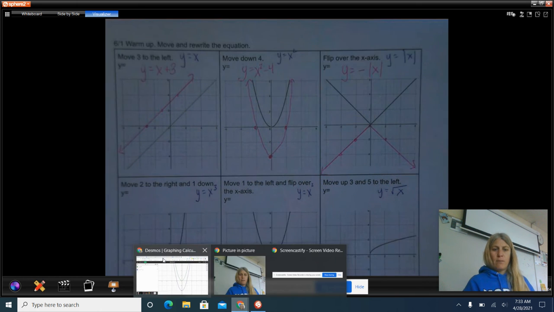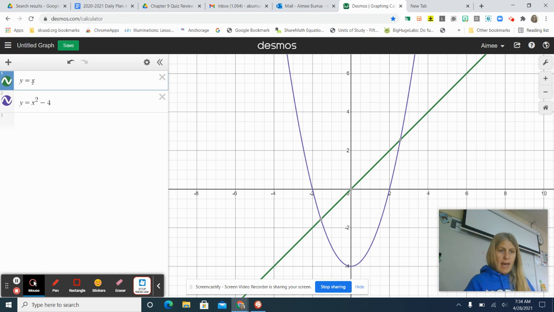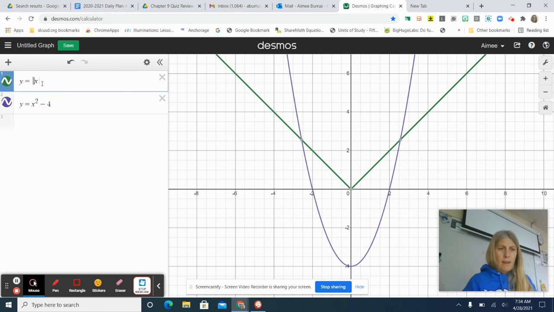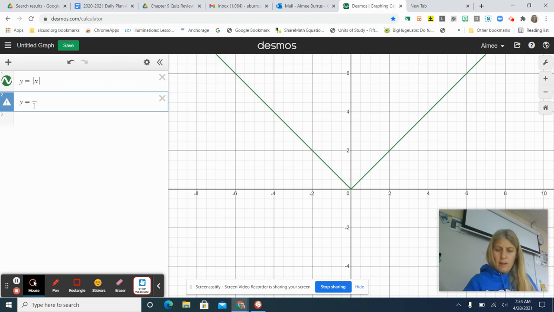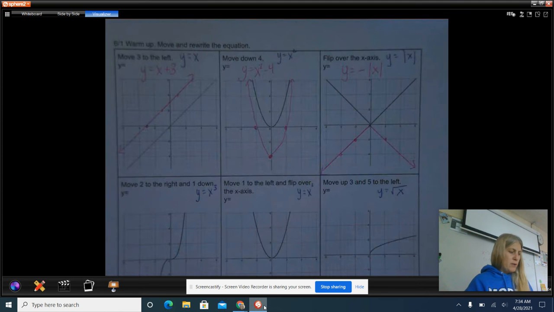So let's once again double check. It's always good to use your calculator. So what we have here is the absolute value of x, and there's our parent function. And then we're going to flip it by making it negative the absolute value of x. So perfect. Okay, moving on to our next one.